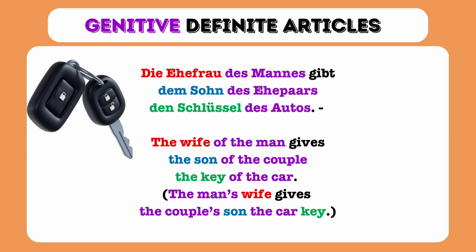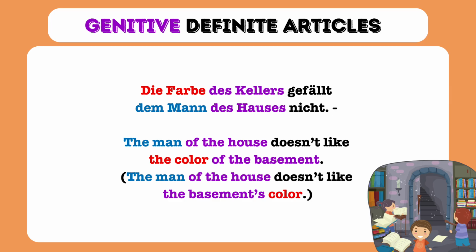We can break this sentence apart and just say, die Ehefrau gibt dem Sohn den Schlüssel, which is the wife gives the son the key. All of this is to say we have a subject, an indirect object, and a direct object. But I threw in an extra possessive for each one of them. So now it reads, die Ehefrau des Mannes gibt dem Sohn des Ehepaars den Schlüssel des Autos. The man's wife gives the couple's son the car key, or the keys of the car. Die Farbe des Kellers gefällt dem Mann des Hauses nicht.